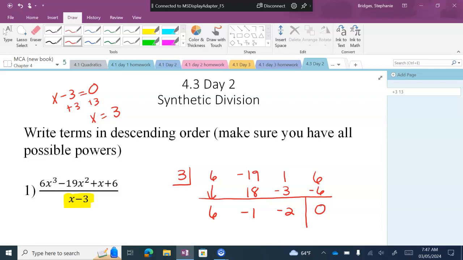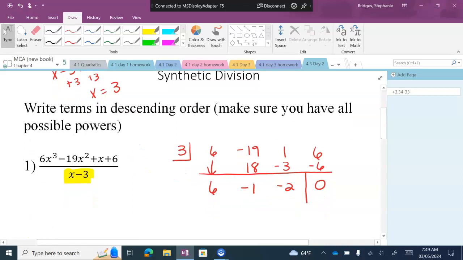Everybody good so far? Okay. Now I want you to watch our synthetic division. What number do I have first? What number do I have second? What number do I have third? Okay. So what we do is once we do the synthetic division without all of the variables, we're going to put those back in. And here's how you do it.